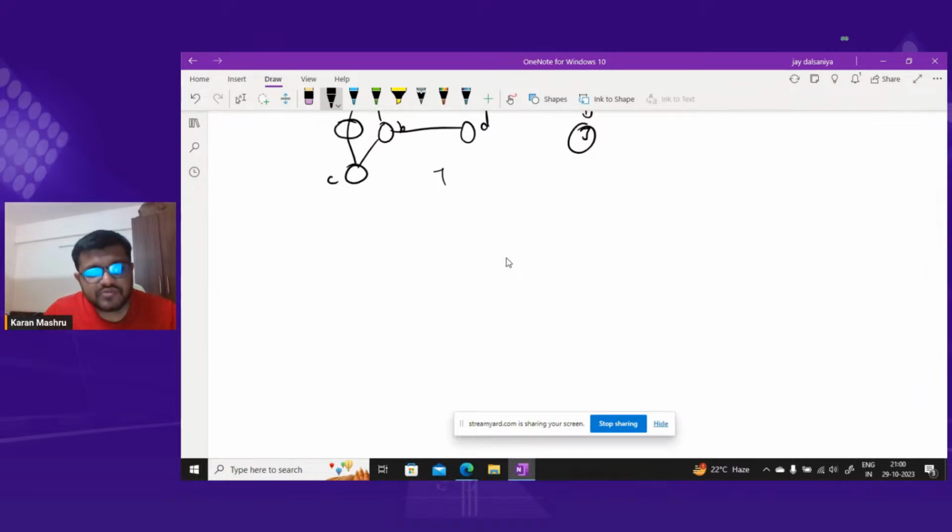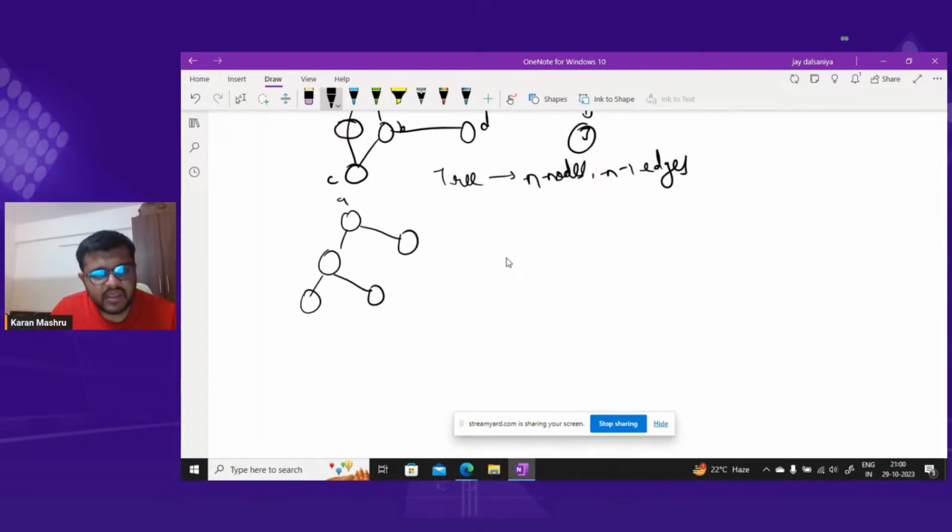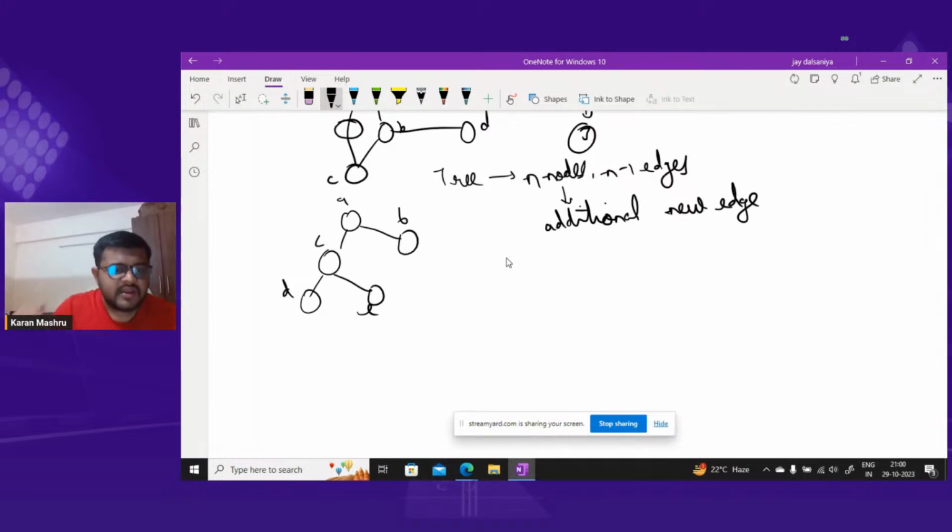So basically, suppose we have a tree. The tree has n nodes and n minus 1 edges, right? And it is a connected graph. So let's say this is my tree: A, B, C, D, and E. Now if you add an additional new edge to this tree, then there will definitely be a cycle. Take any two nodes, let's take B and E. So I can add an edge between them, so I have a cycle A, B, E, C, A. Something like this is given to us in the question.